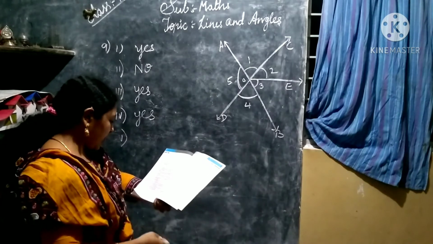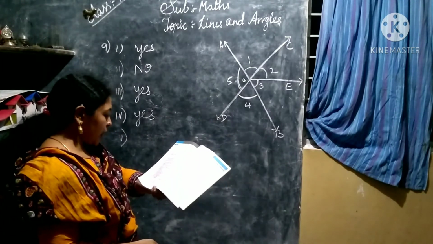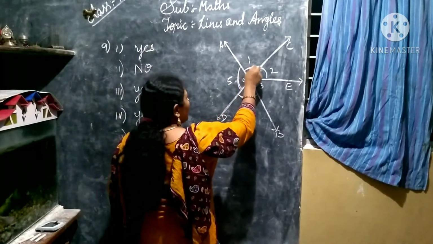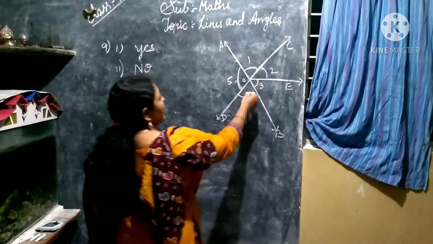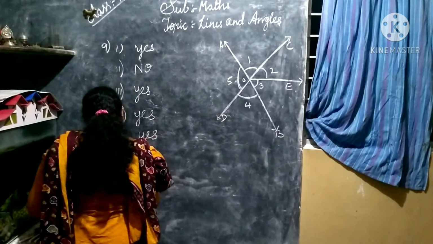Look at the last one. Oh, there's a fifth one. Is angle 1 vertically opposite to angle 4? Angle 1 vertically opposite to angle 4. Is it correct? Yes. Again it is. They are vertically opposite angles.